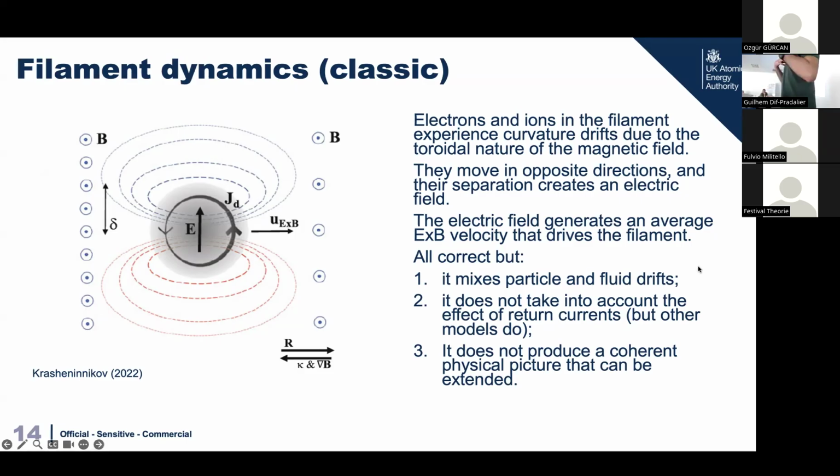But in my personal opinion, and many other people might disagree, it's not as elegant as it could be because it mixes a particle and fluid drifts in a way that is maybe not completely clear. It doesn't take into account the effect of currents that might arise in the filament. Of course, if you have charge separation, then you have to derive current somewhere. Other models do that, but not this one by Krashenikov. And it does not, in my opinion, produce a coherent picture that can then be extended to more physical effects.